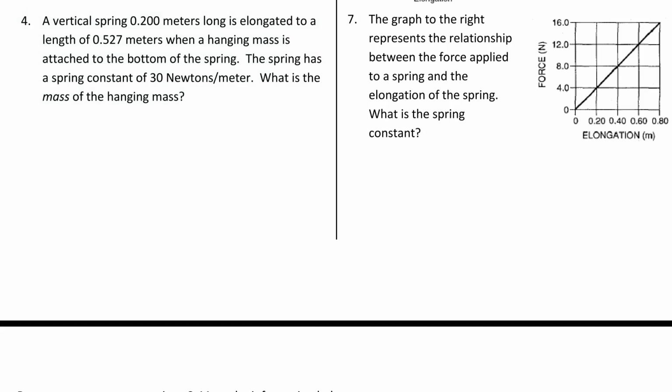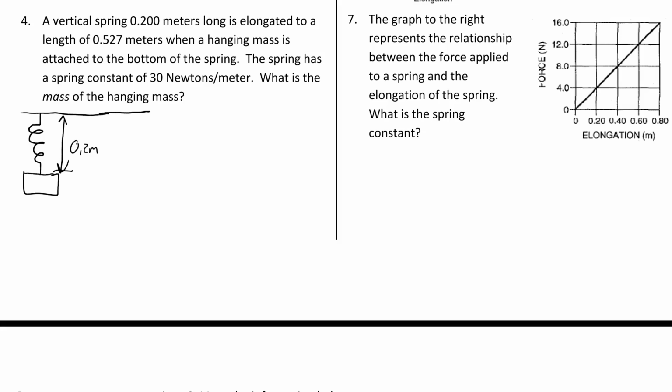That's the thing about physics. The best place to start is always the same thing. Draw a picture of what's going on. So here we have the original situation. It says a vertical spring 0.2 meters long is elongated to a length of 0.527 meters. So originally, the distance is 0.2 meters. Then you attach a mass to this guy.